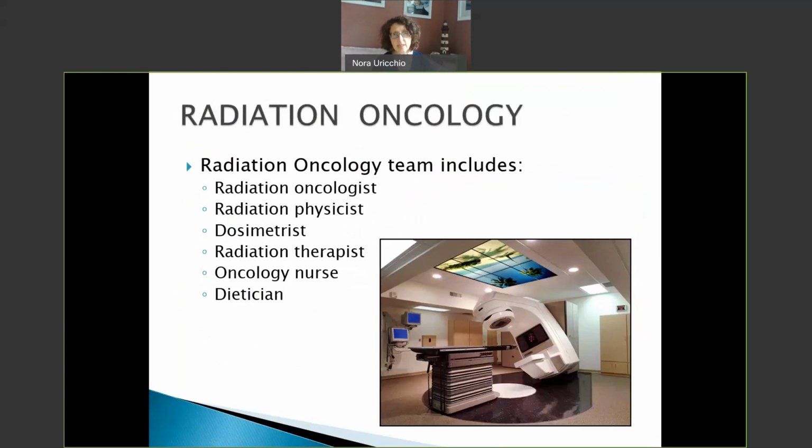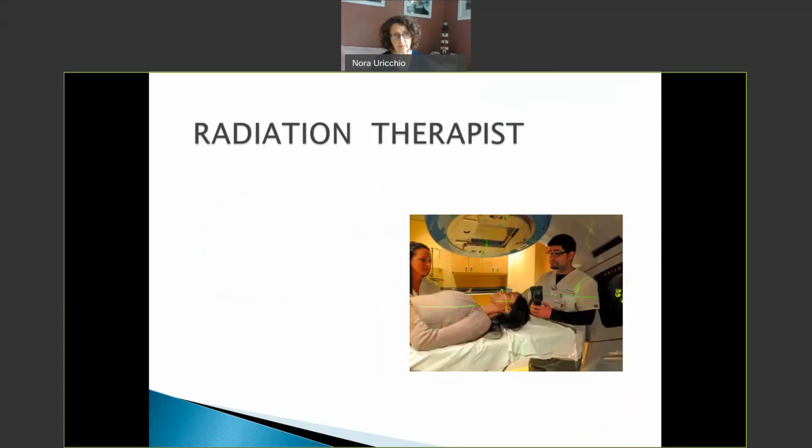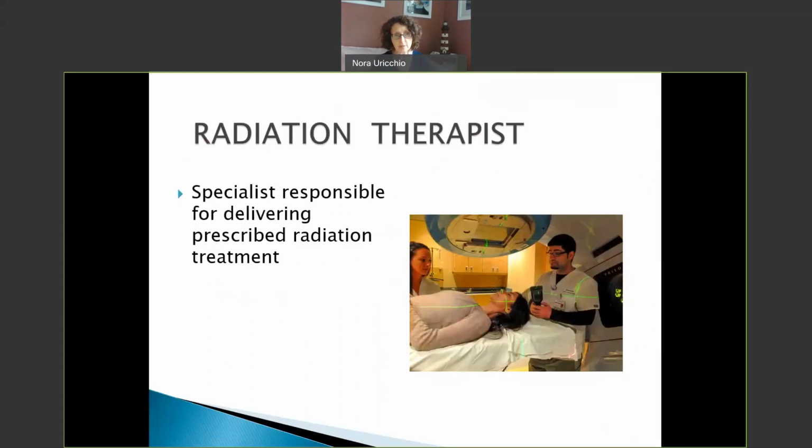The radiation oncology team does include the doctor, the physicist, a dosimetrist, the radiation therapist, the nurse, the dietitian, social worker, just to name a few people. Our role as a radiation therapist is we specifically give that prescribed dose of radiation to the patient. Much like you're going to take a prescription if you have an infection that the doctor would prescribe for a week to 10 days, we also give radiation that the doctor prescribes.